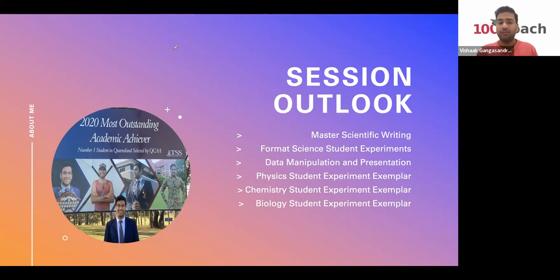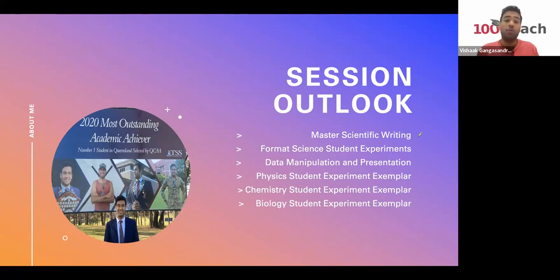Now, a quick overview of this session, because there's quite a lot to cover. Before I go on to running through the exemplars, I'll start off by talking about how you master scientific writing. Just generally, in the convention of science and science articles, how can you best maximize your words to ensure that, one, you're conveying every single bit of information that you need to convey in as few words as possible, and two, your assignments actually sound smart, because it's quite an underrated thing.